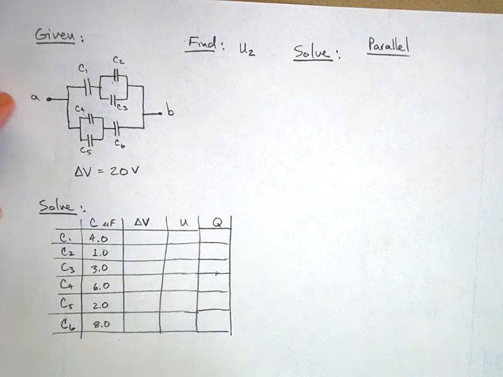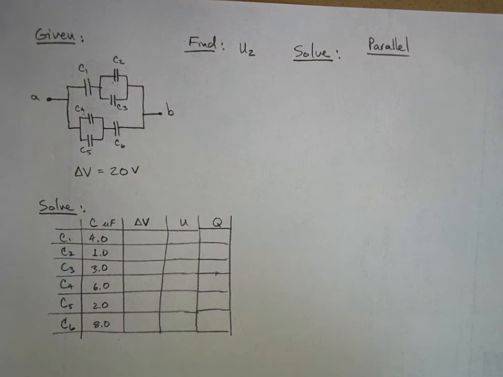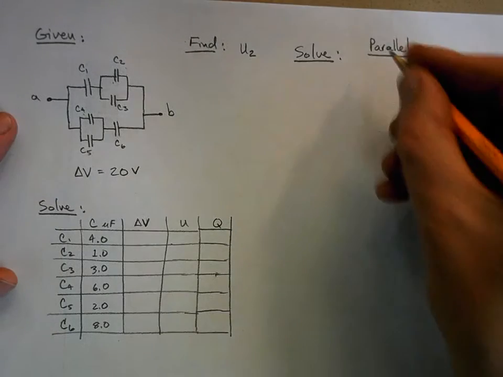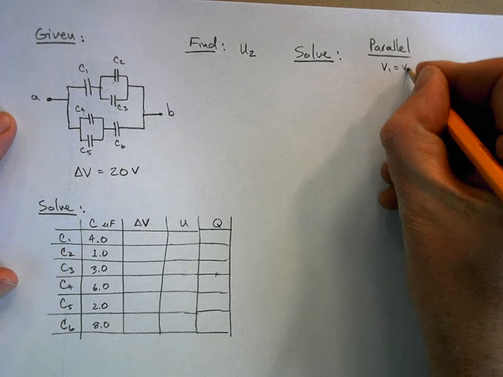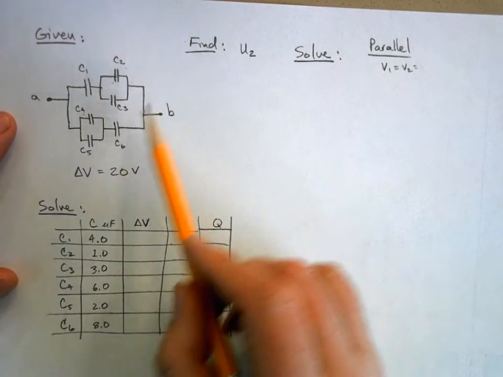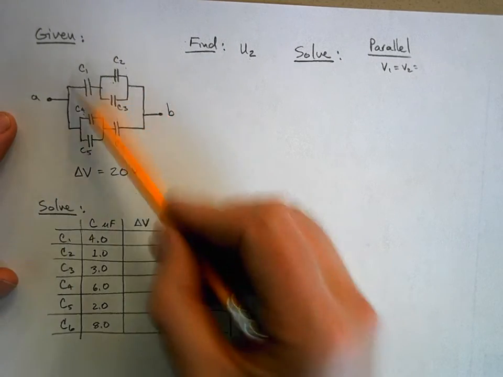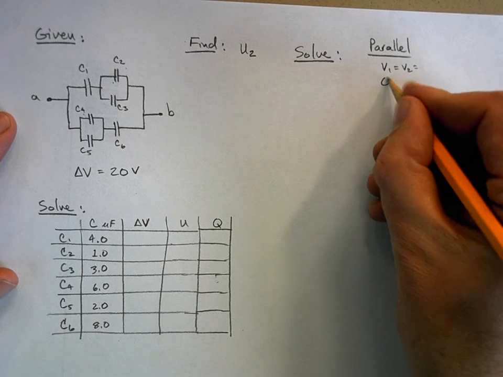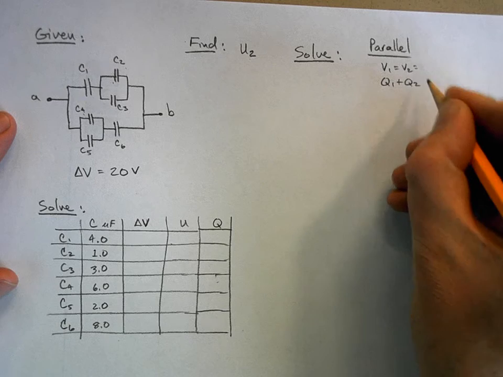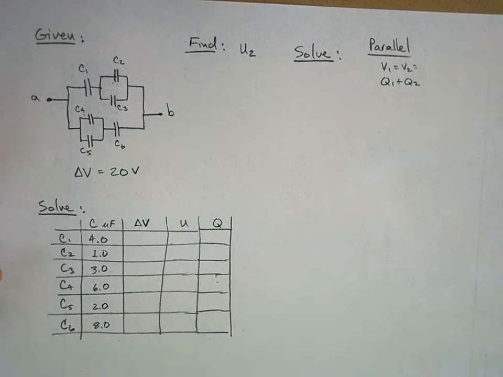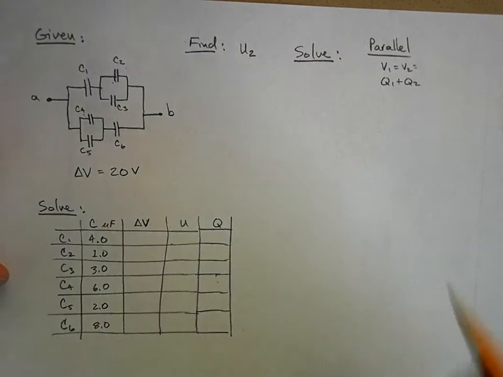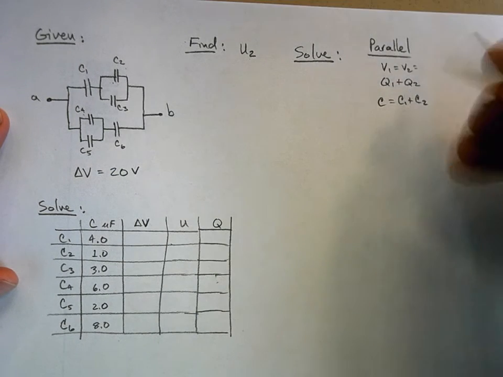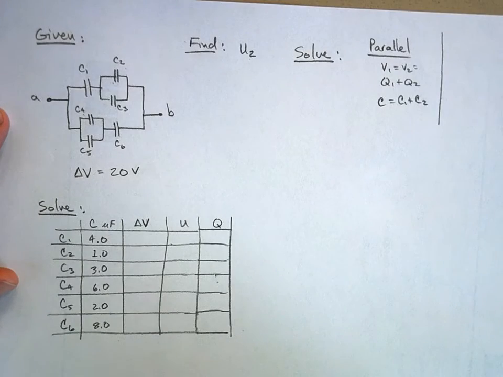If you have capacitors that share the same voltage, then they are in parallel. So in other words, V1 equals V2 equals whatever. Now, V1 does not equal V2 in this. This is just in general. But if they're in parallel, remember that Q1 plus Q2, you add the charges together. And then if they're in parallel, C equals C1 plus C2. So I just kind of write these down, keep these in mind with these little facts.